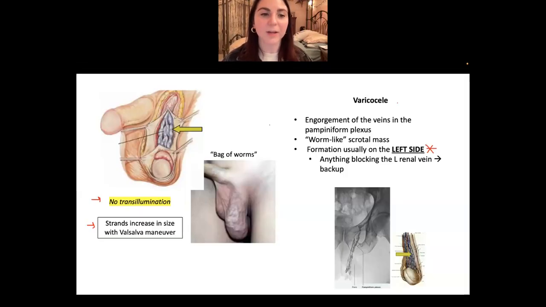And with Valsalva, you'll actually see these veins, these strands, increase in size. Because again, you're increasing that intra-abdominal pressure, and it's going to go back even more. So it's another way to be like, oh, these are veins, right? So it's just other ways to help you identify that this is a varicocele, because now you have veins getting bigger with Valsalva, which is like, okay, yeah, that's because it's connected.